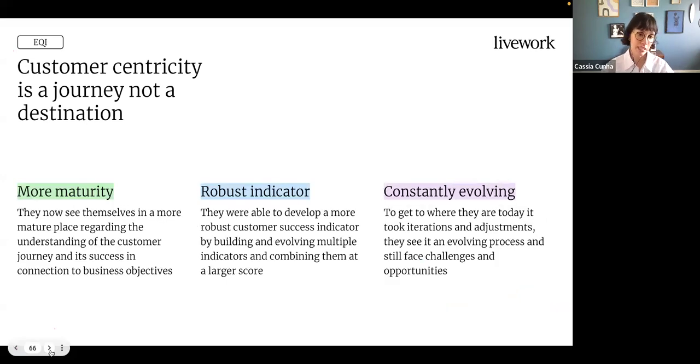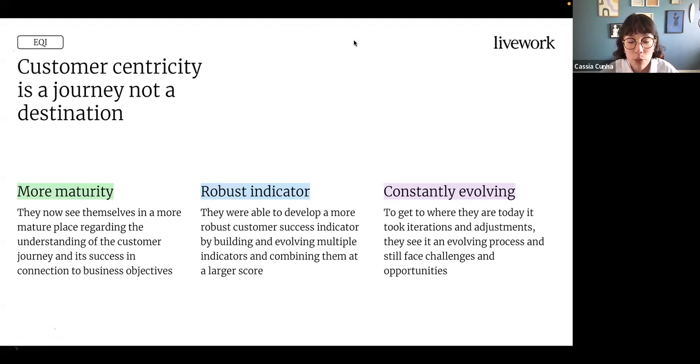They have shared with us that they see themselves in a more mature way regarding understanding the customer journey and how its connection to business objectives. So their main goal is, I have to serve well, so this client stays with me longer, doesn't churn, right? So it has direct impact in the business outcomes. They want less churn, of course.